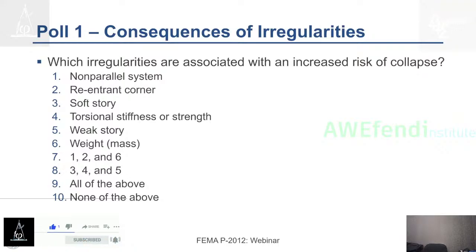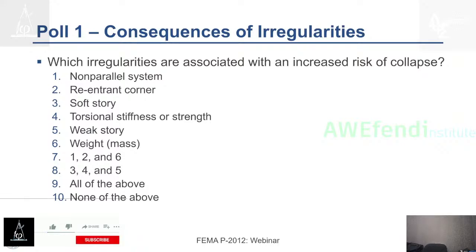Great, so I'm launching it. So this poll is, which irregularity or irregularities are associated with an increased risk of collapse? Non-parallel system, reentrant corner, soft story, torsional stiffness or strength, weak story. And then there are a couple options that allow you to pick multiple. So just be aware that the first few options are just that irregularity. So then we have non-parallel system, reentrant corner, and weight irregularity. You can also choose soft story, torsional stiffness or strength, and weak story. There's also the option to say all of the above or none of the above. I know this is a bit of a long poll, so we'll give you some time to think about it and get your responses in.